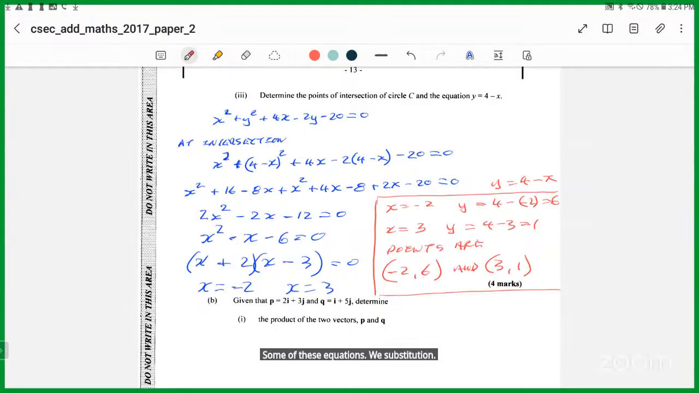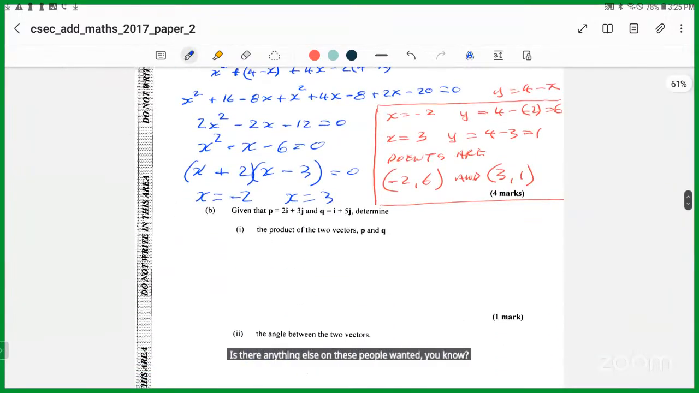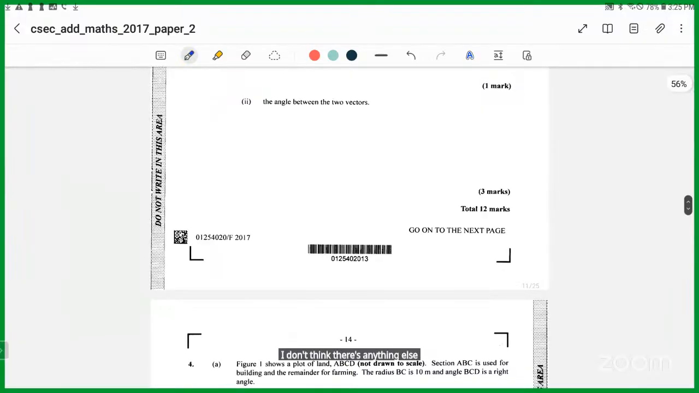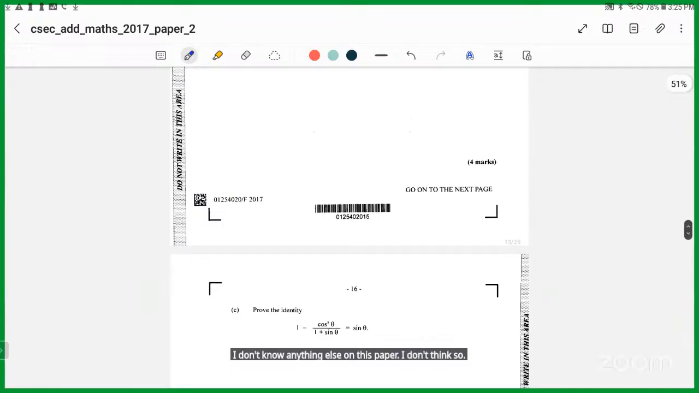What good with that? Yes, sir. Beautiful. Alright. Is there anything else on this paper I wanted to do? I don't think there's anything else on this paper. I don't think so. Let me see. Was there anything else on this paper I told you to do, guys?